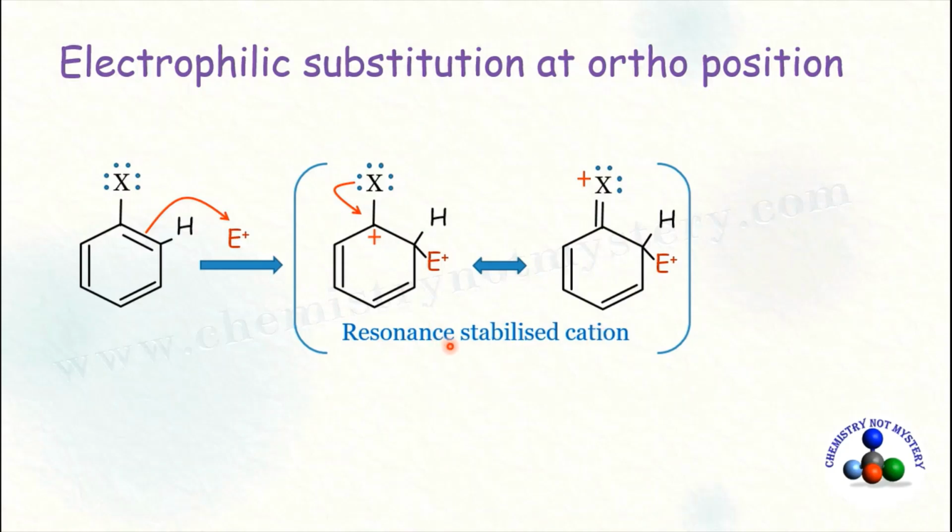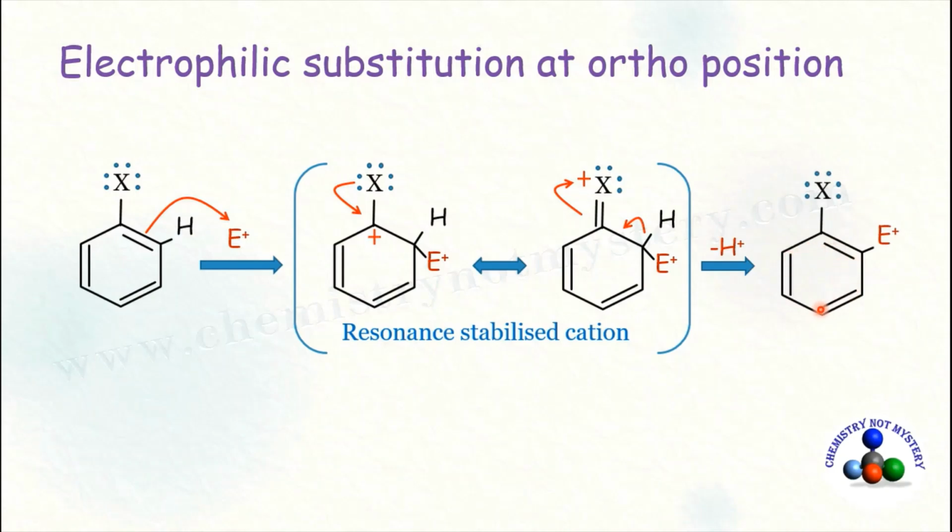But due to addition of electrophile, aromatic character of benzene is lost. To regain its aromatic character, it loses hydrogen in the form of H+ ion. Hydrogen will donate a bonding pair of electron to benzene ring, and the double bond between carbon and halogen move to halogen. And as a result of it, aromatic character of benzene is restored and electrophile get attached to ortho position with respect to halogen.